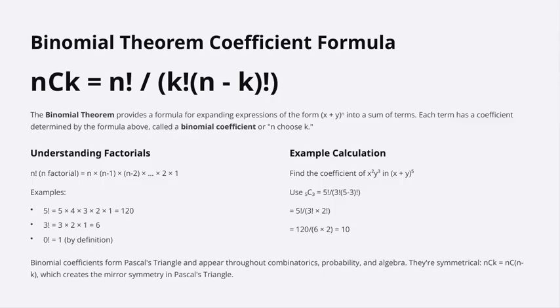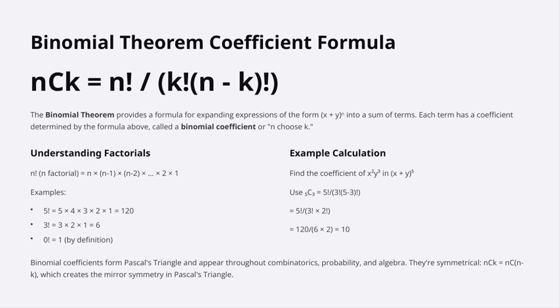Let's apply this to an example. Suppose we want to find the coefficient of the term x squared y cubed in the expansion of (x plus y) to the 5th power. We use the formula 5C3, which is 5 factorial divided by 3 factorial times 2 factorial, since 5 minus 3 is 2. Calculating that, we get 120 divided by (6 times 2), which simplifies to 10.